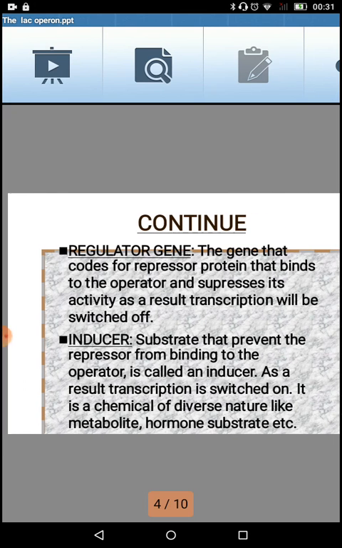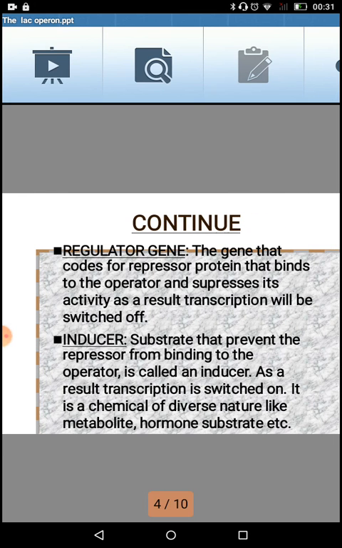Regulatory gene, the gene that codes for the repressor protein that binds to the operator and suppresses the activity. As a result, transcription will be switched off. Inducer, a substrate that prevents the repressor from binding the operator, is called an inducer. As a result, transcription is switched on. It is a chemical of diverse nature: metabolite, hormone, substrate, etc.